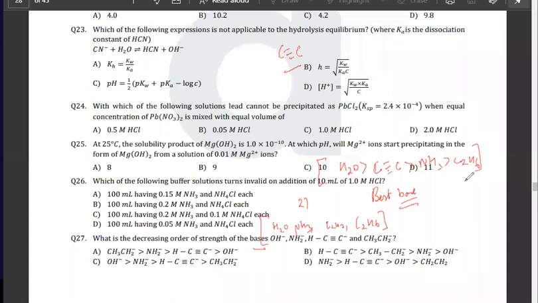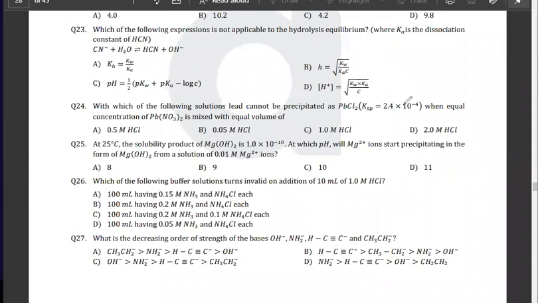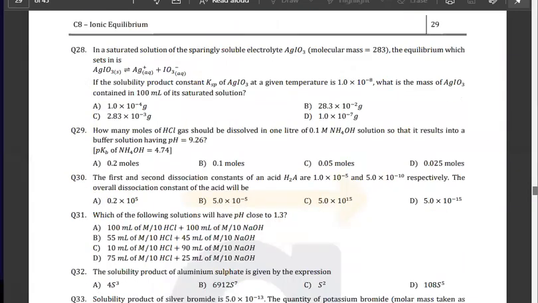So if this is the acidic strength, what will be the basic strength of the conjugate base? Opposite? Yes or no? Will it be opposite? Agree? Tell me, agree? This is the acidic strength, so basic strength will be opposite for the conjugate base. So the answer should be A. Okay? 27 clear? Tanya, Samya, right? Next, 28.